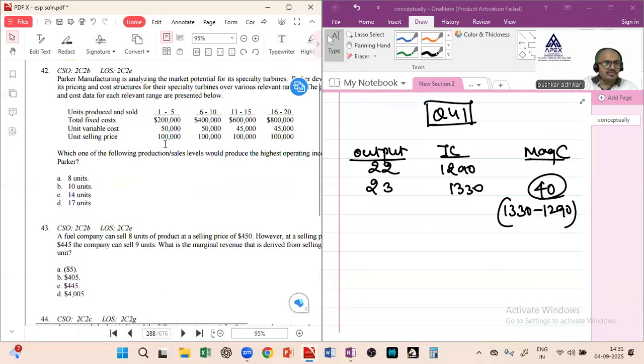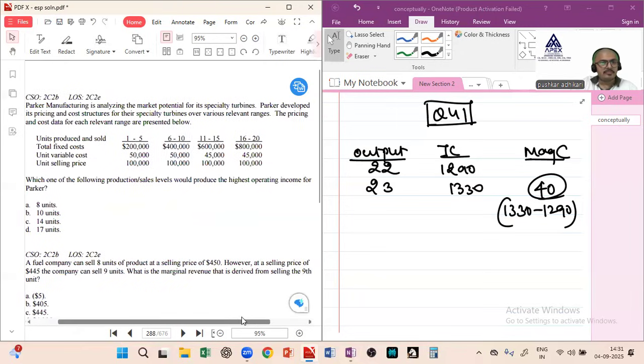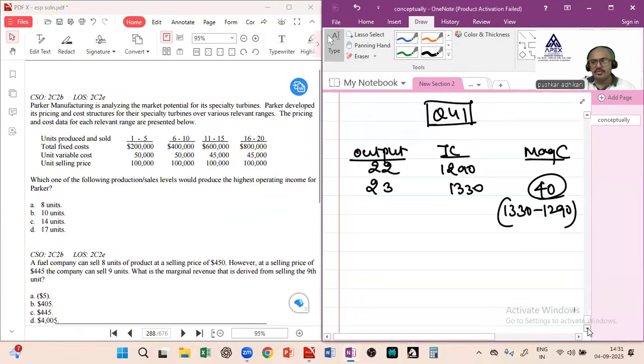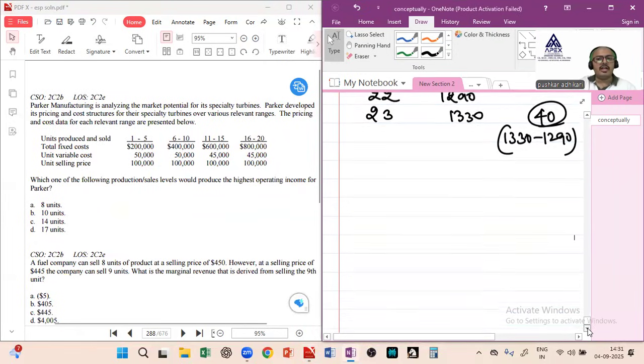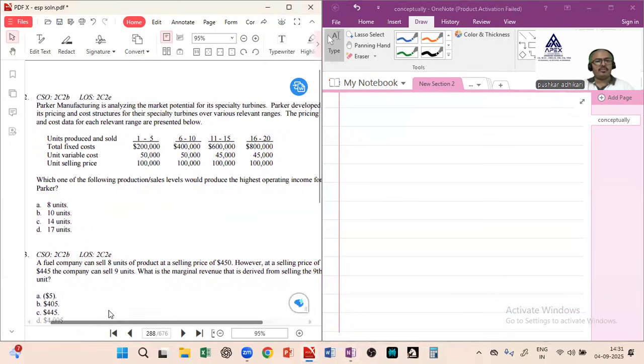Now let's go to question number 42. Question number 42 is a very interesting question, because in question number 42, students get confused as to what level they are supposed to calculate. So now please pay attention to question number 42.